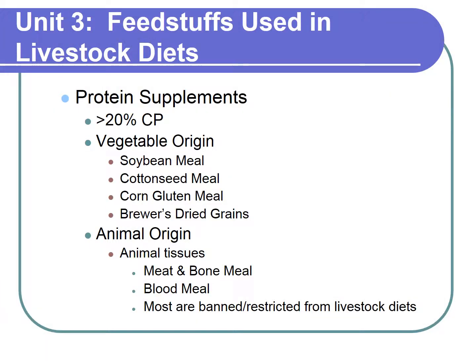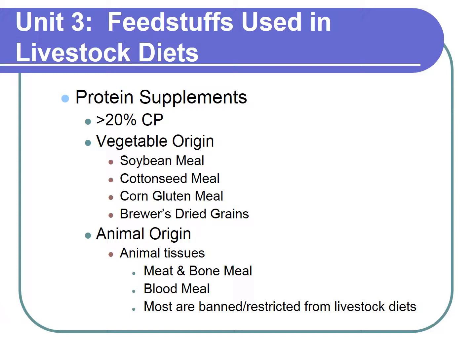Protein supplements then come in next, and what makes them unique is obviously they're all going to be, by definition, greater than 20% crude protein. So, if you know a little bit about corn and its profile, corn is 9% protein. You would not feed corn in order to increase your protein in your feed ration. You would pick something like soybean meal that's 48% crude protein.